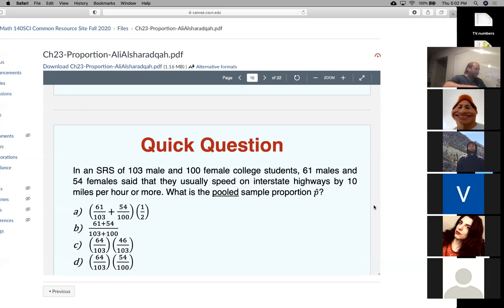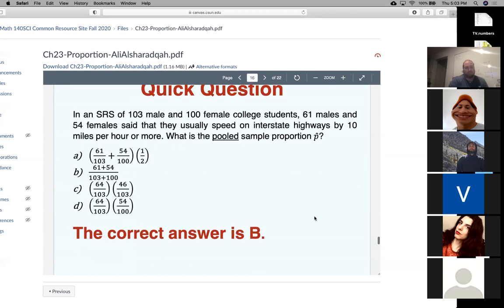Okay. So A, B, C, or D, guys, go for it. So the answer is B. You add up the total number of successes, 61 plus 54, and you divide by the total number of trials, which is 103 plus 100. And that is the P hat, the pooled sample proportion.